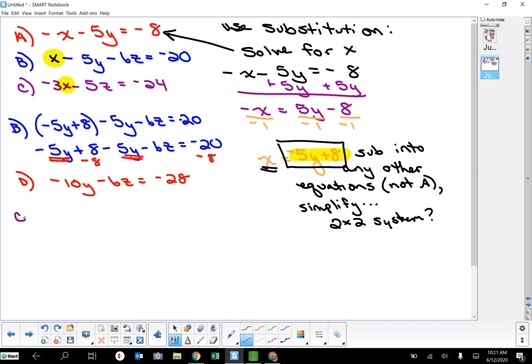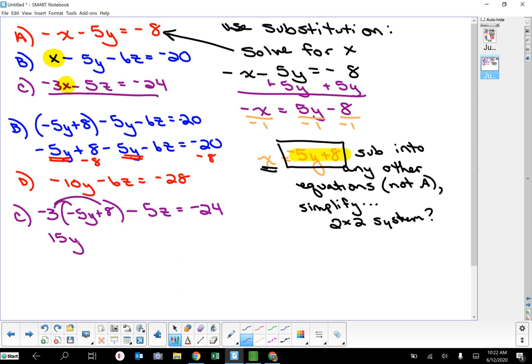Okay. Equation C starts out as negative 3x. The x is going to become negative 5y plus 8. So I'm up here, right? And then minus 5z equals negative 24. Now I've got to do some distribution first. So I get a 15y minus 24 minus 5z equals negative 24.